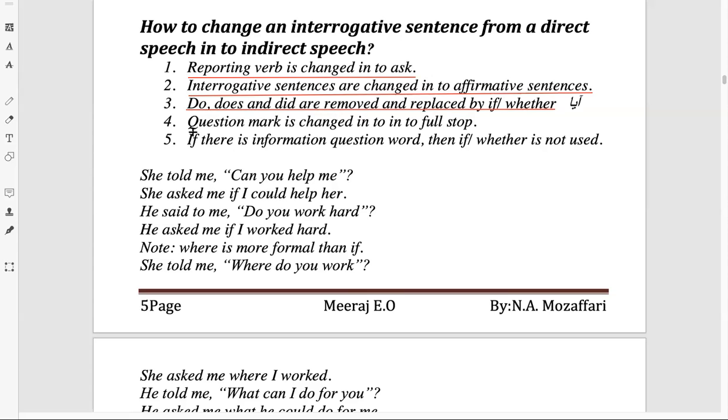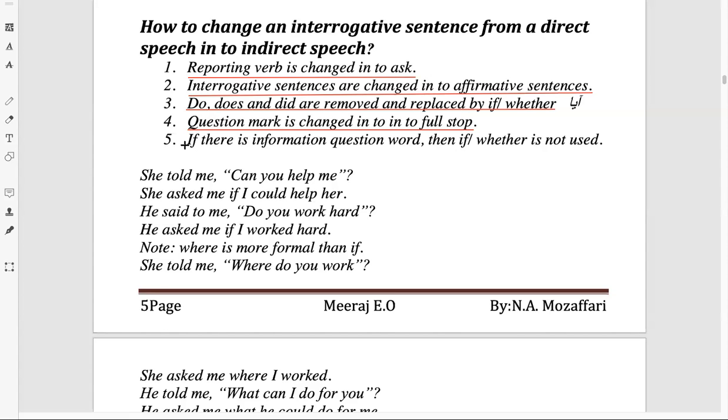Number four, question mark is changed into full stop. Because our sentences change totally, we are not going to have the interrogative. Because of that, we remove the question mark and we add a full stop at the end of the sentence.